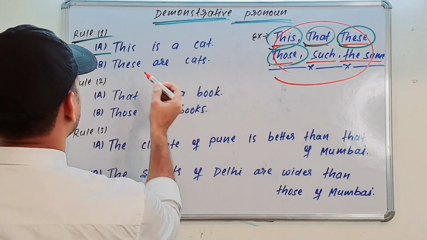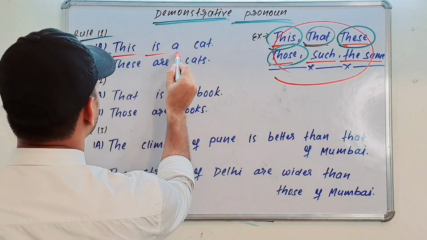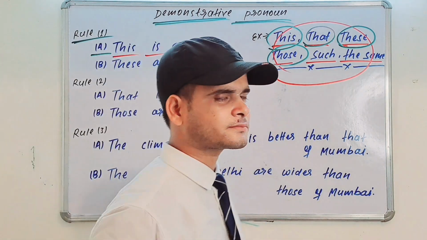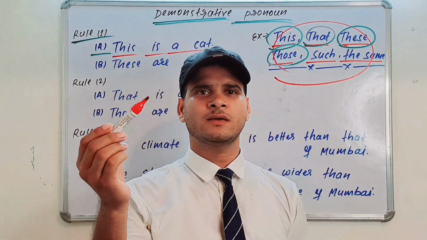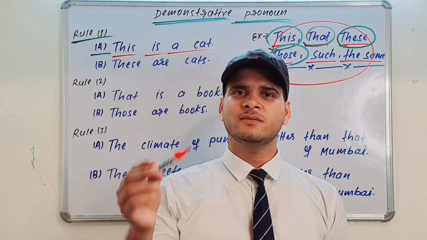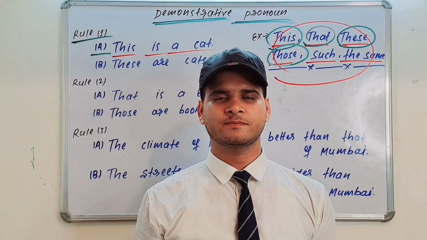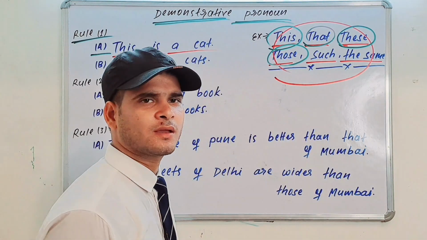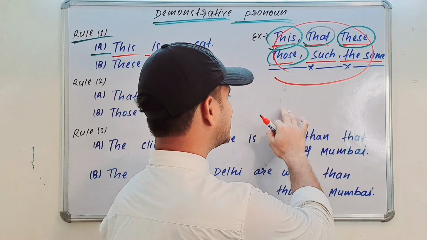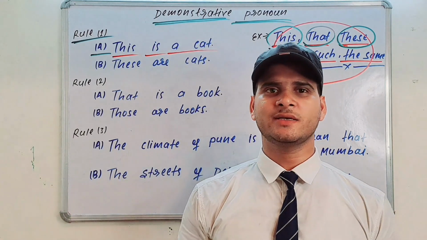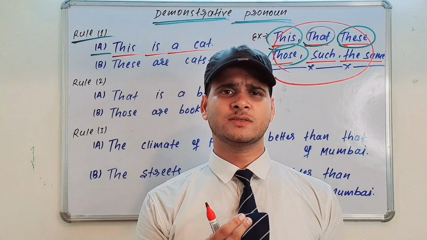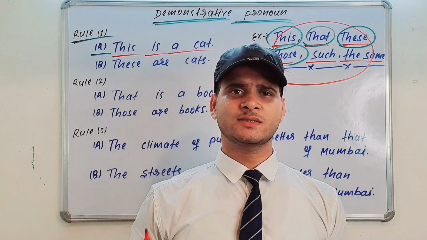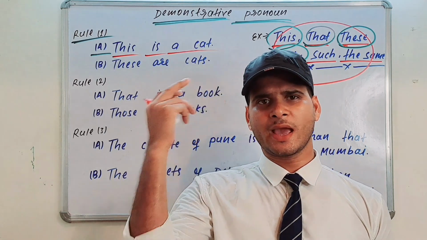See, this is a cat. This is a marker. And this is a whiteboard. This is my tie. Simply you can say, this is a tie. This is a shirt. This is a cap.